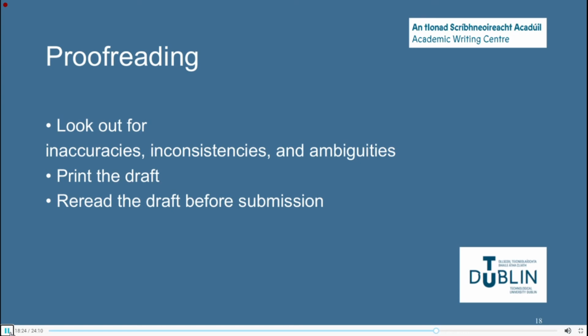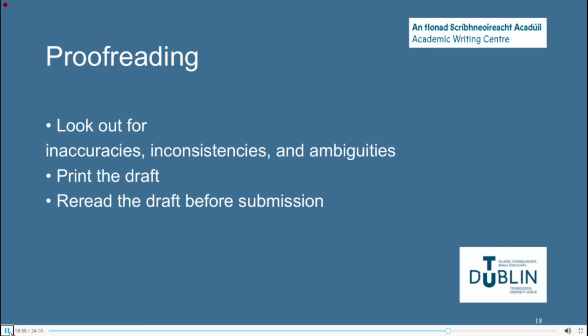As you may know, proofreading is the final process in editing academic written work. At this stage, you're looking for inaccuracies, inconsistencies, and indeed ambiguities that you have not noticed before. Concentrate on individual sentences. Do they contain a clear, unambiguous message, or are they muddled? Do they lack a clear direction?